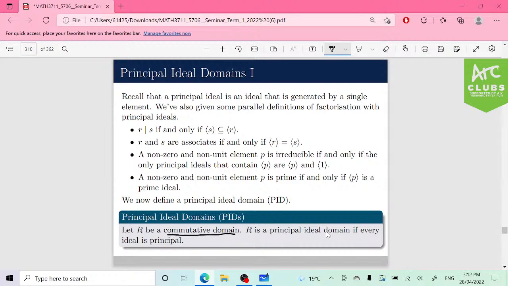R is a principal ideal domain if every ideal is principal. That's pretty self-explanatory. And the reason why this is good is because we have a lot of these nice factorizations that come into play when we're talking about principal ideals. So R divides S if the ideal generated by S is a subset of the ideal generated by R. You have associates if they're equal, etc.